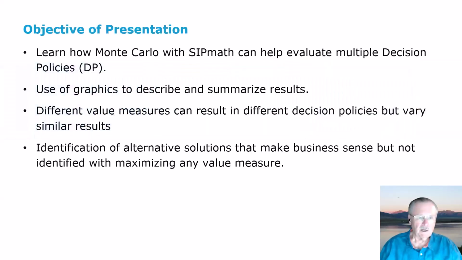So the objective here is, as I said, using Monte Carlo with SIPmath to evaluate multiple decision policies. And I'll describe further what I mean by a decision policy. We're going to use graphics to describe and summarize results in tables. And we're going to find out that different value measures can result in different decision policies, but very similar results. And then we might be able to identify alternative solutions that make business sense, but do not identify with maximizing any of the value measures that the decision executive might have identified.